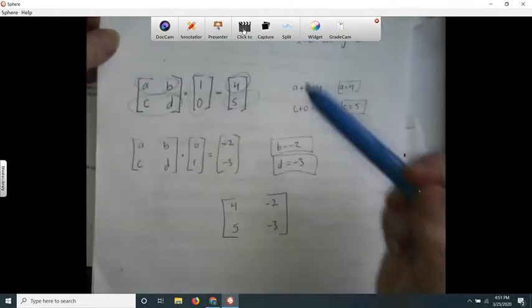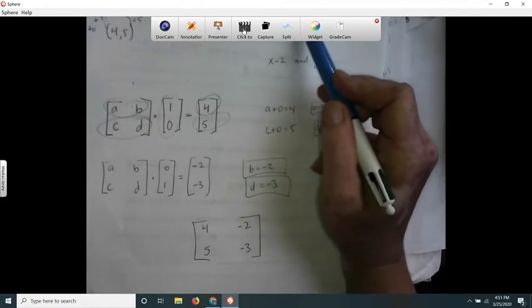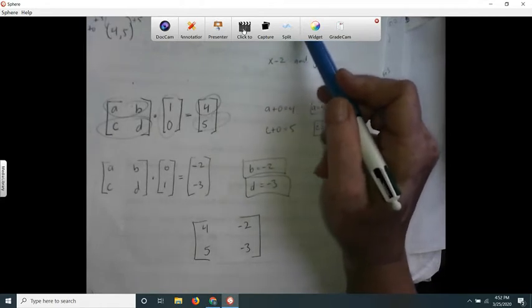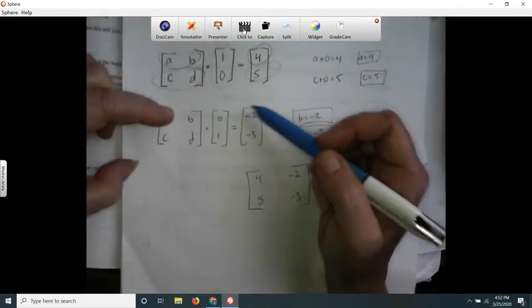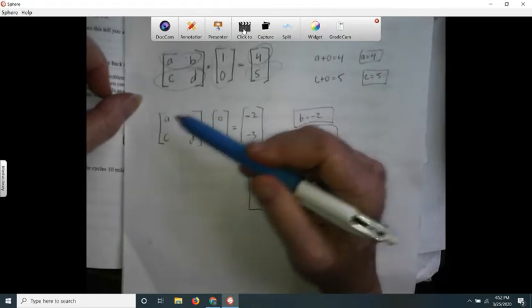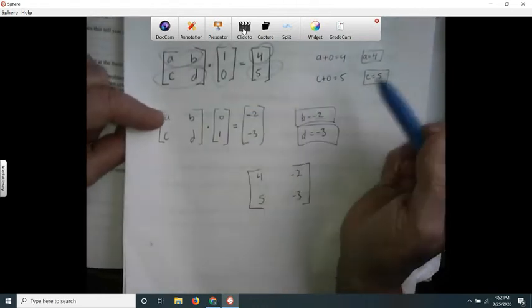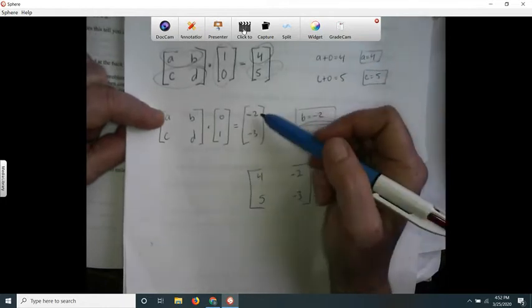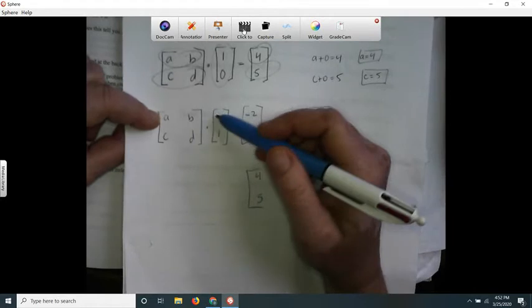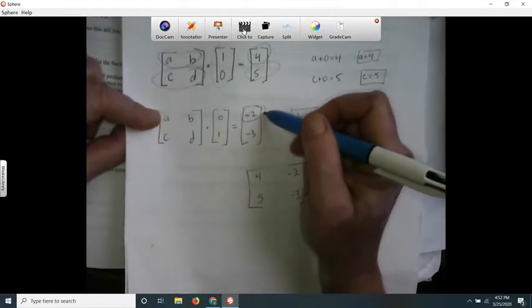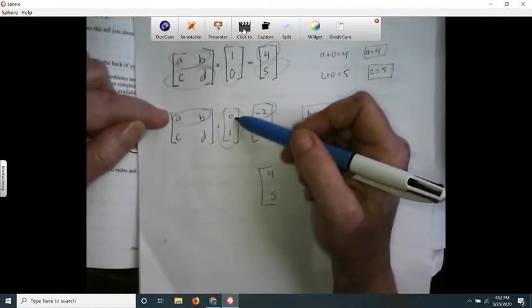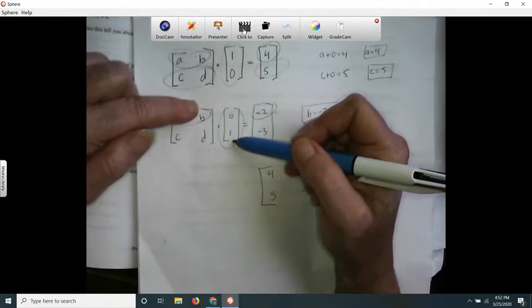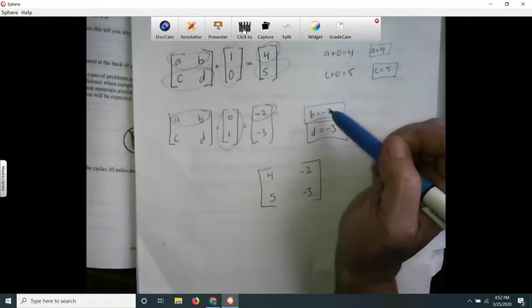W also has to go from (0, 1) to (-2, 3). So I also need this to happen. I'm just going to keep doing the system of equations. This is my row matrix and my column matrix. So A times 0 is 0, plus B times 1 is B. So B equals negative 2.